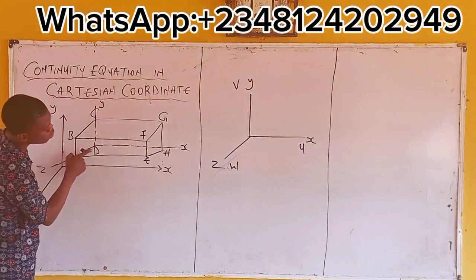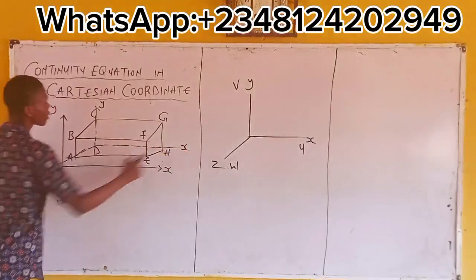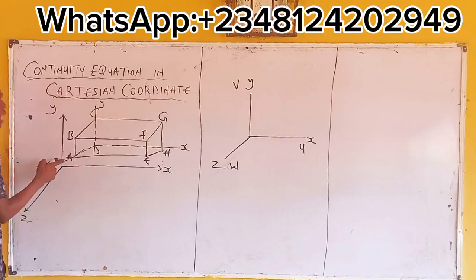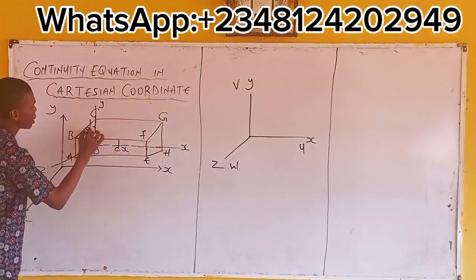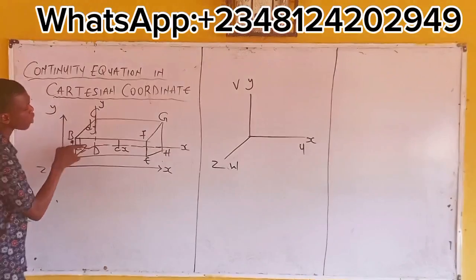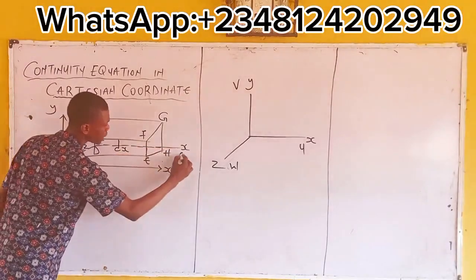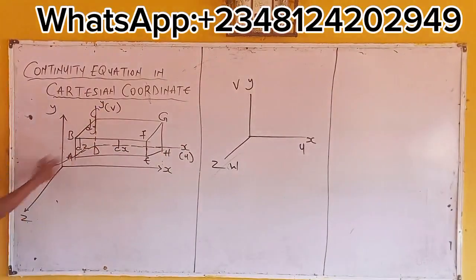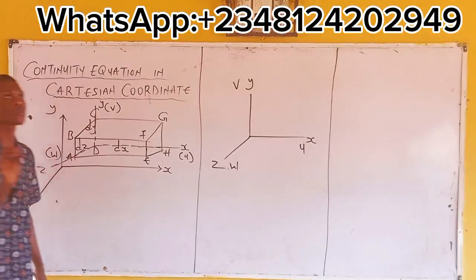From D to H, we've said this is the x-axis. From D to C, this is the y-axis. Then from D to A, this is the z-axis. Then we know that the velocity component flowing through the x-axis is U, the velocity component flowing through the y-axis is V, and the velocity component flowing through the z-axis is W.